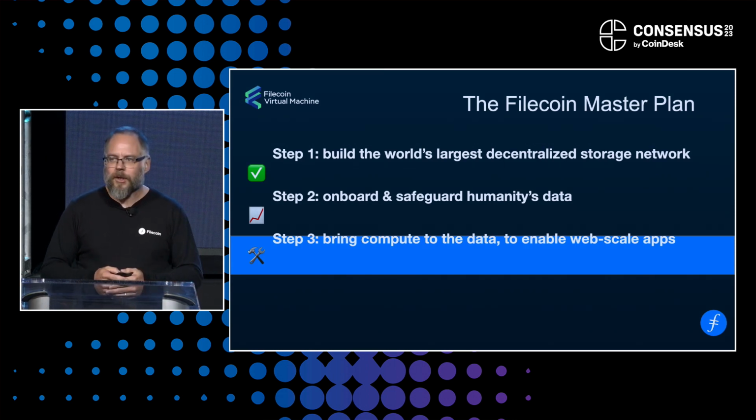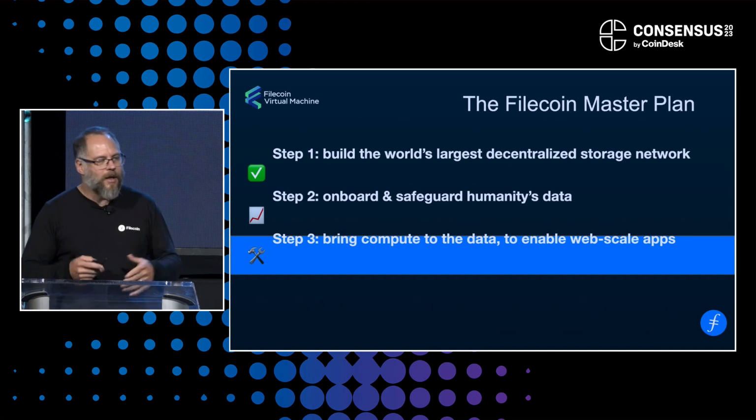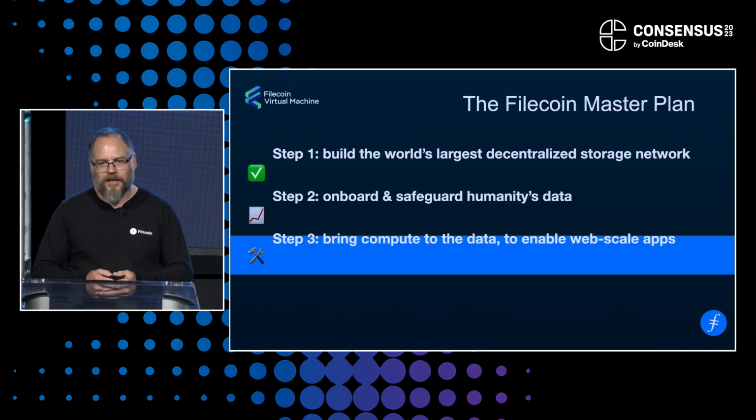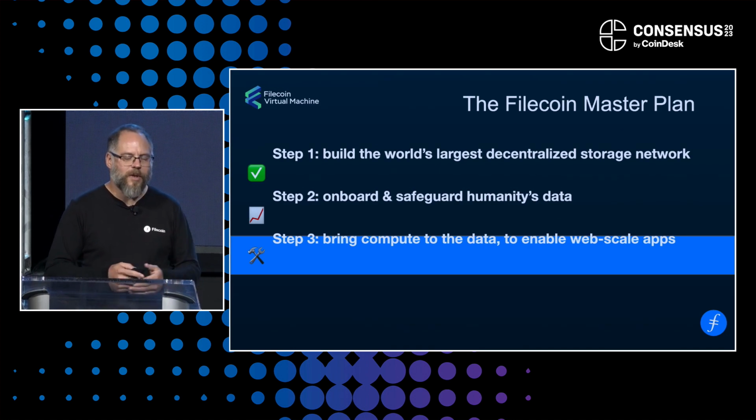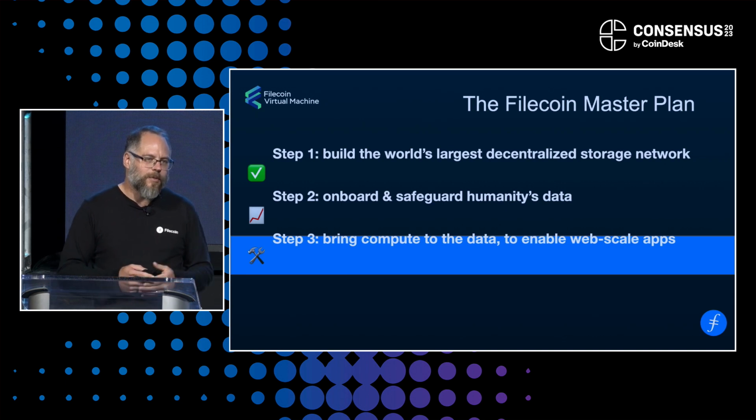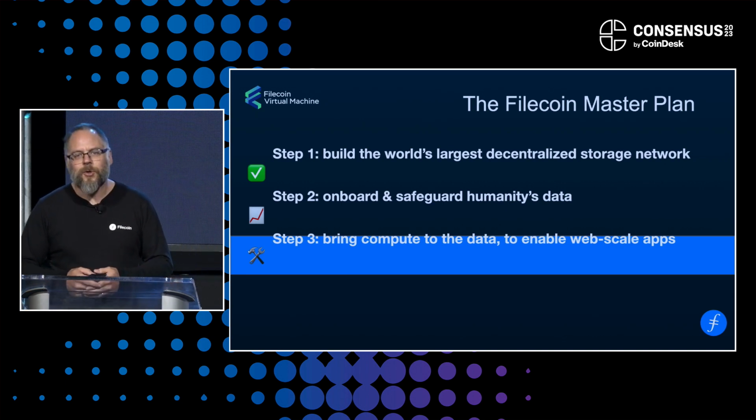Step 2, onboard and safeguard humanity's data. Again, we're well on the way to doing that. There's a number of public data sets that are being onboarded. There's a number of organizations that are using Filecoin to store their data long term. And then step 3, where we are now, is compute. Bringing compute to the data, so doing useful work with that data.